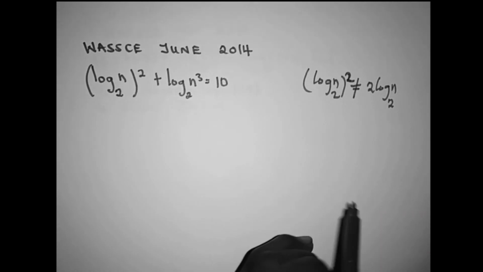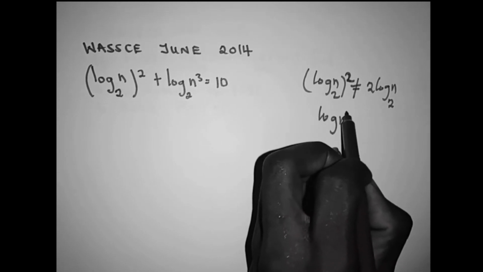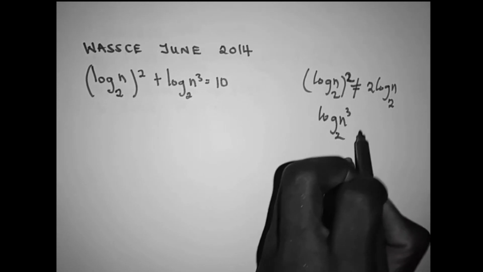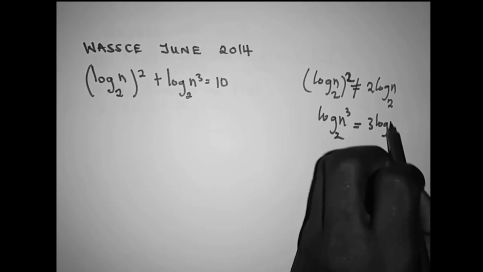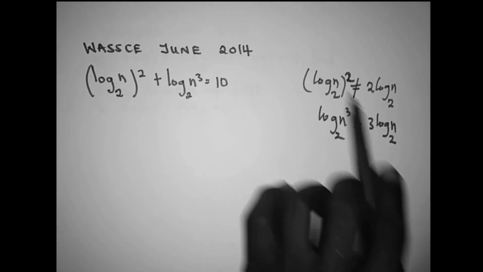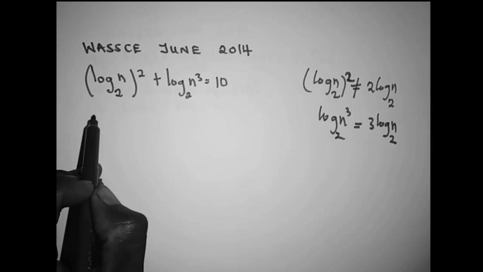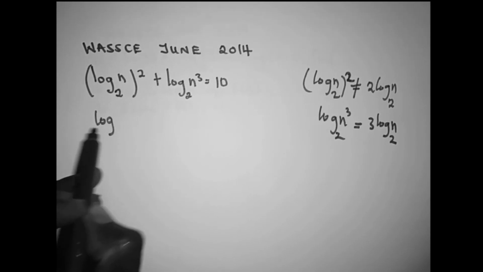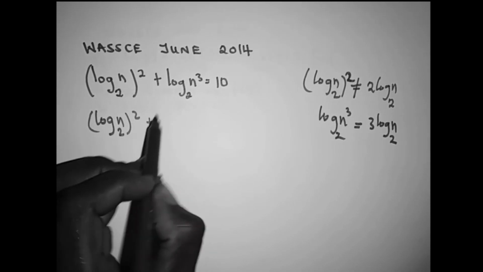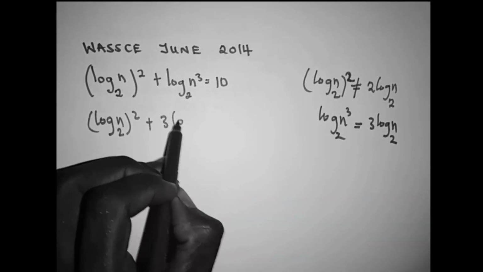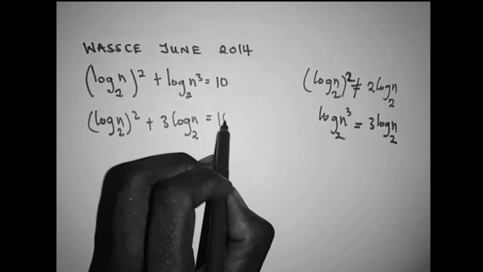However, log n exponent 3 base 2 is the same as 3 log n base 2. So let's notice the difference. What we will do here is, this is the same as log n base 2 all squared plus, I'm bringing the 3 down, 3 log n base 2 equals 10.